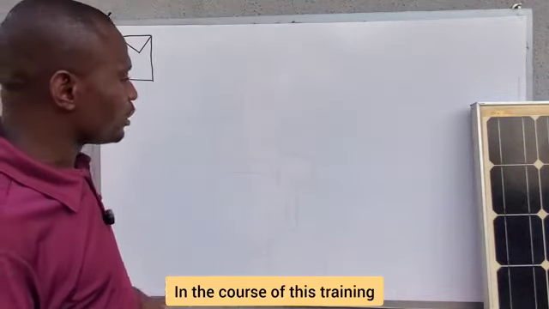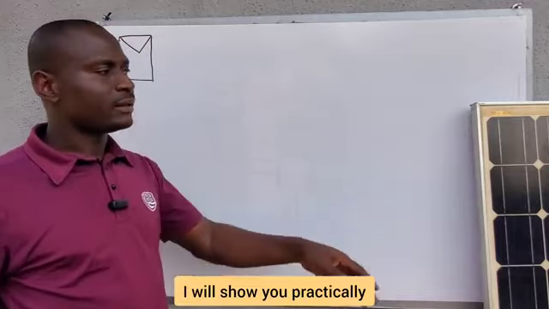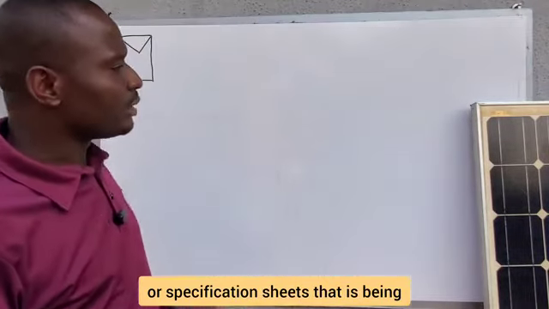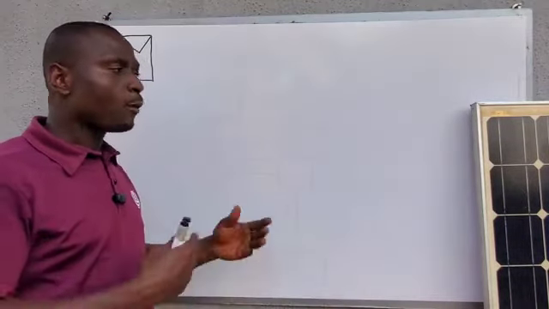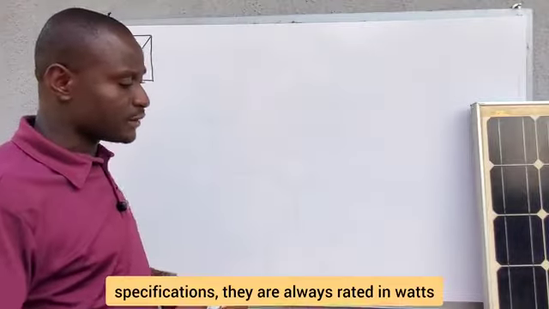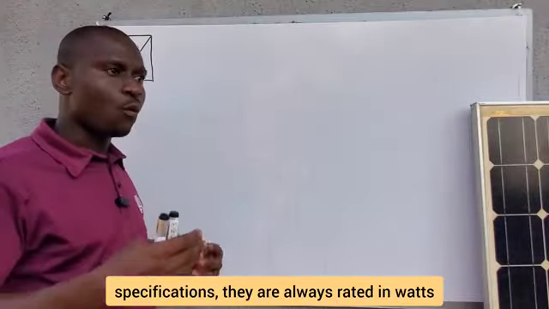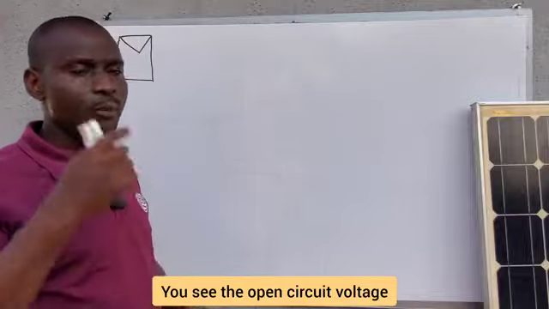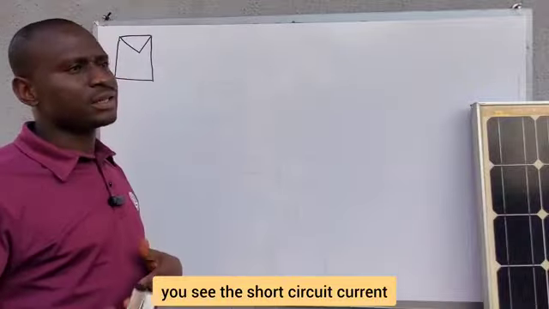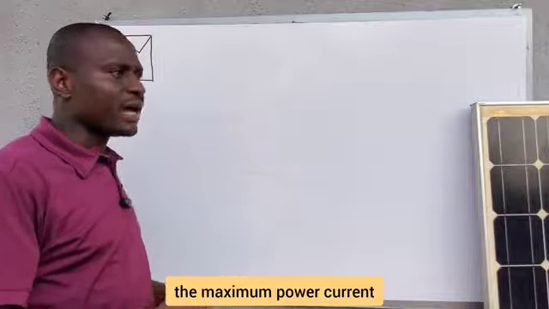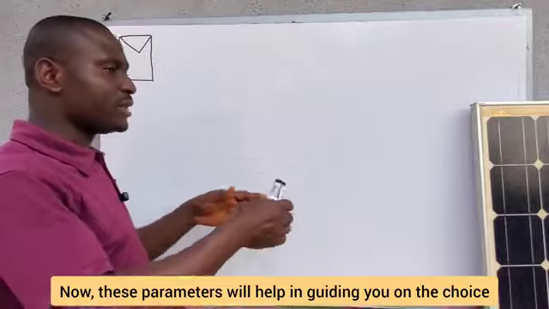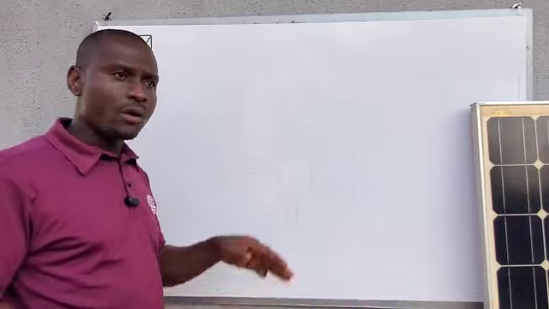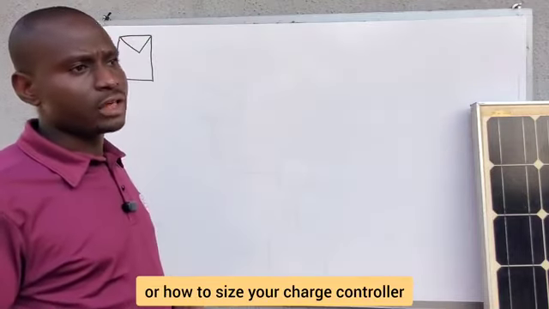In the course of this training, I will show you practically, there's what we call the nameplate or specification sheet. All panels have their specifications. They are always rated in watts. And at the back of the panel, there are things you see there: the open circuit voltage, the short circuit current, the maximum power current, and the maximum power voltage. These parameters will guide you on the choice or how to size your charge controller.